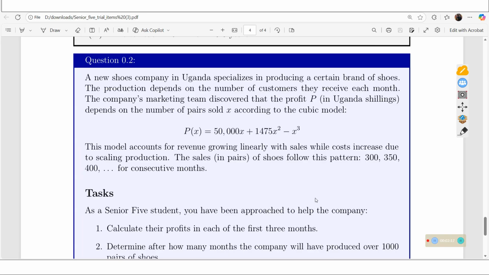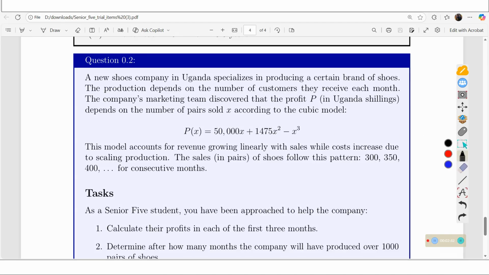These items have been carefully selected from different papers for different schools. They are to help you understand how senior 5 items in mathematics are set and how they connect different topics that you have so far studied. So basically, let us look at the information that we are given.